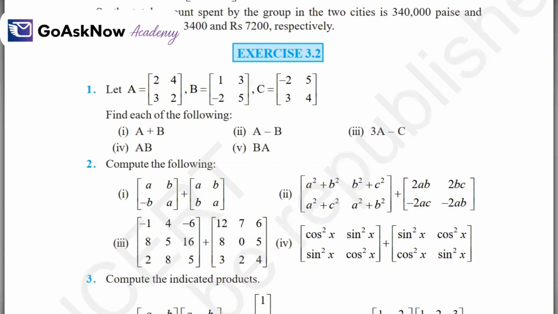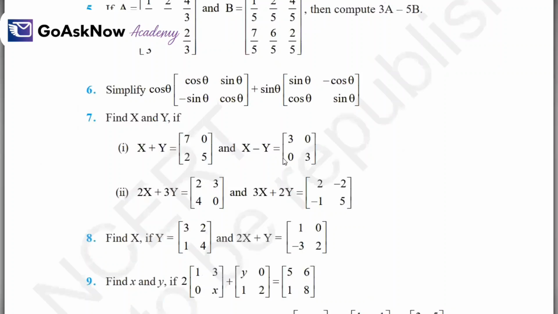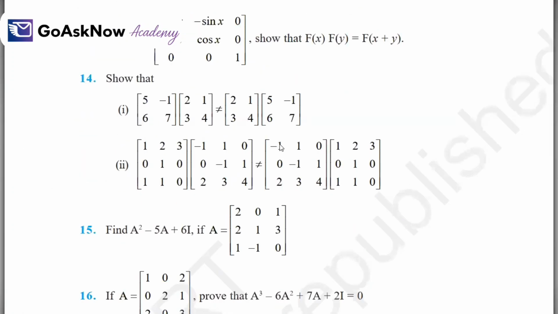So let's start this lecture, and we have just seen till question number 13. Now we will proceed to the questions after that. So we have to show that 5 minus 1, 6, 7, 2, 1, 3, 4 is not equal to the other product. This is a property we have already covered, that AB is not equal to BA. So that we have to prove here.